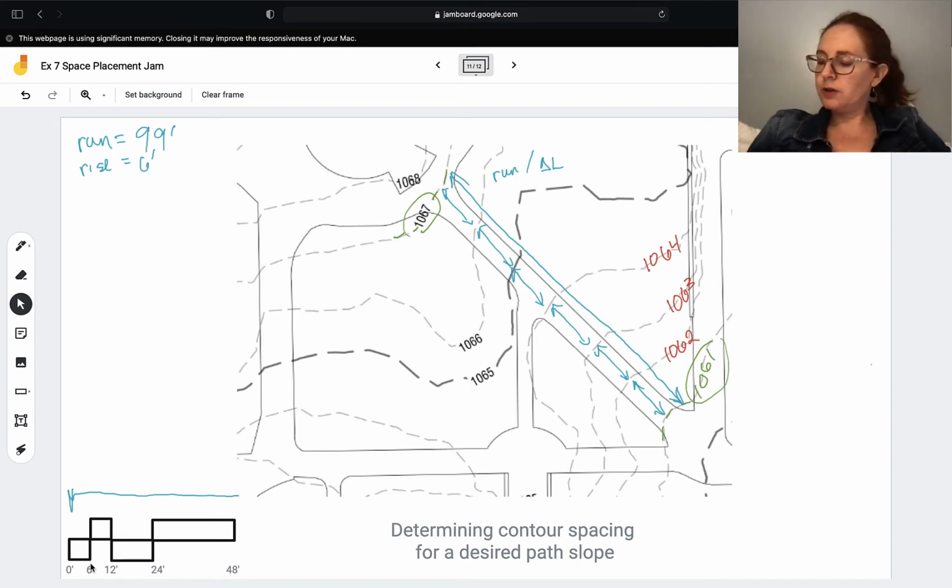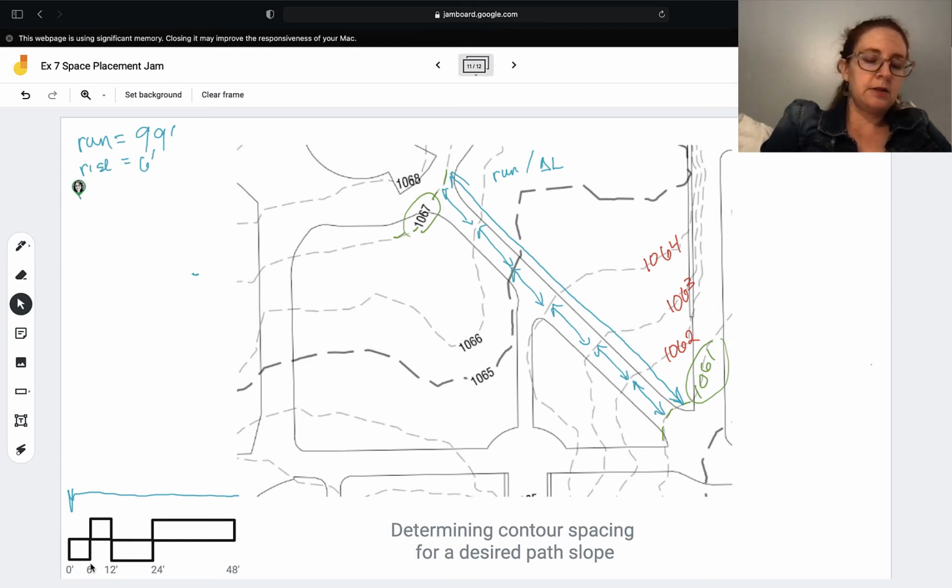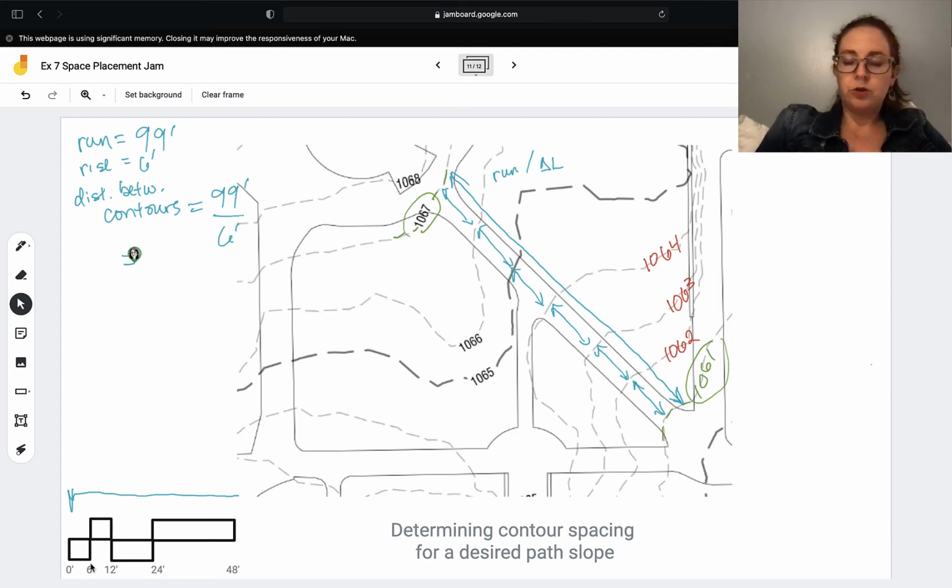So I'm going to go to my calculator here. 99 divided by 6. So each of those segments, if I were to do it evenly, so the number, oops, that's not what I meant to write. The distance between contours is going to equal 99 feet divided by 6 feet. And that is equal to 16.5 feet.